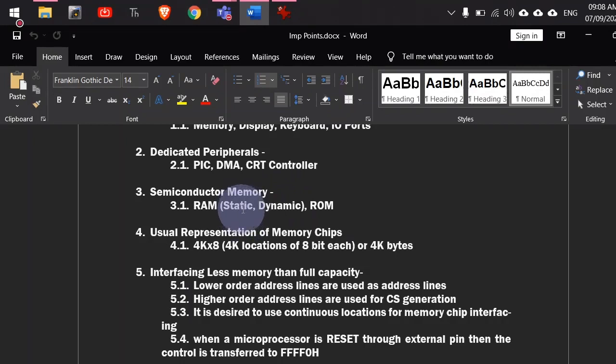One more important point is, static RAM does not need a refresh cycle, right? And dynamic RAM will need a refresh cycle. So what is this refresh cycle? We will talk about it a little later.